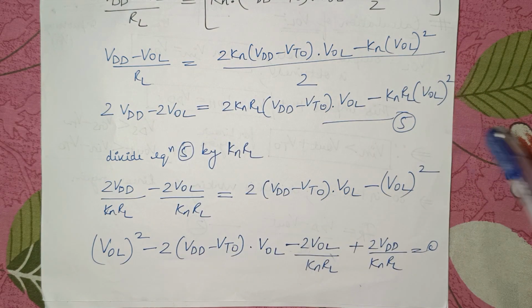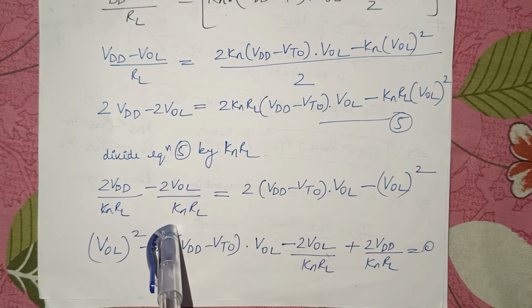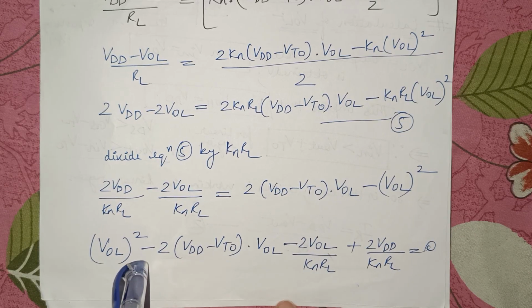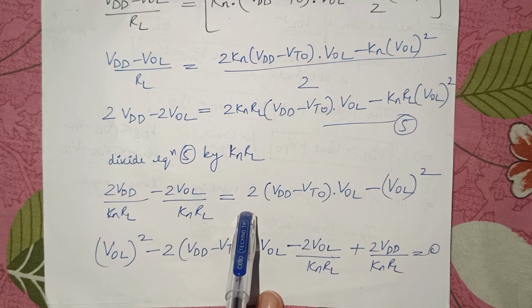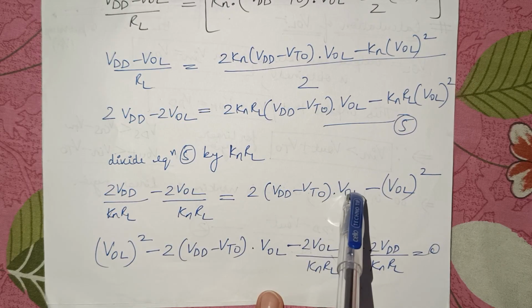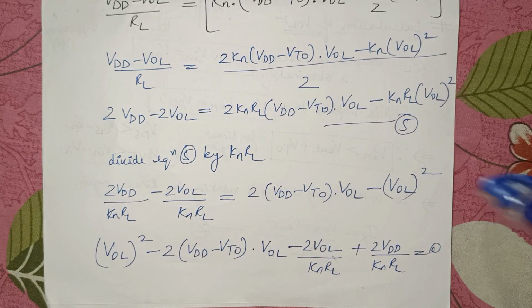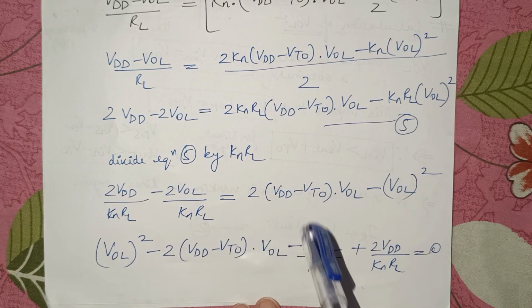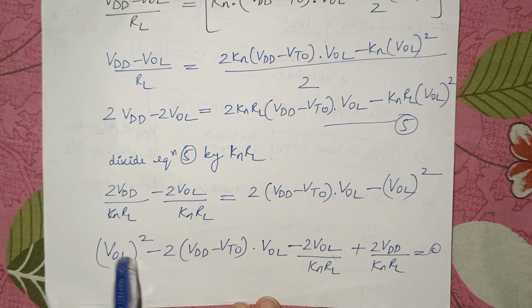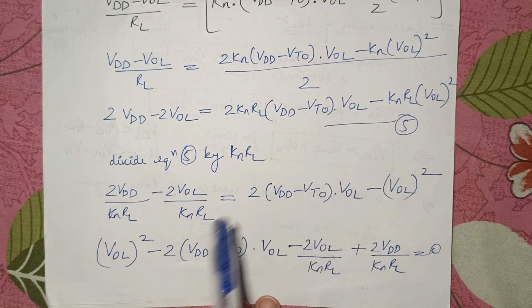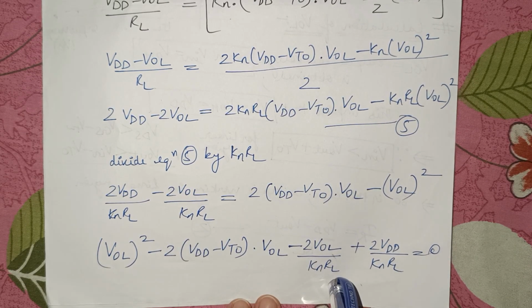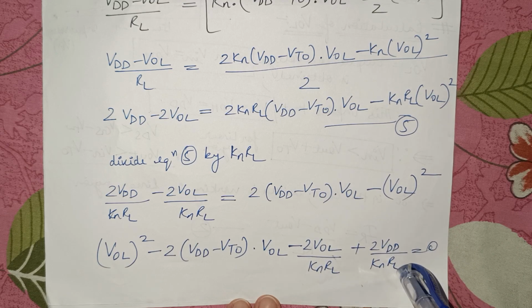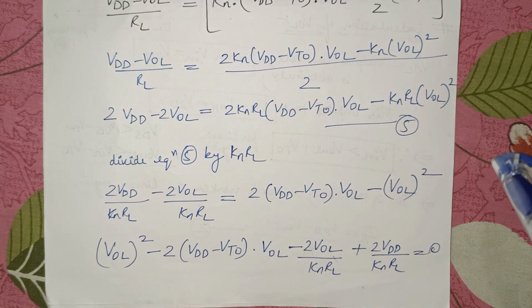If we divide the whole equation 5 by KnRL, it will be 2 VDD by KnRL minus 2 VOL by KnRL equals 2 VDD minus VTO VOL minus VOL whole square. By simple rearranging of the equation, we get VOL square minus 2 VDD minus VTO VOL minus 2 VOL by KnRL plus 2 VDD by KnRL is equal to 0.